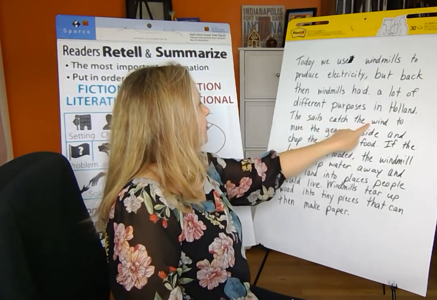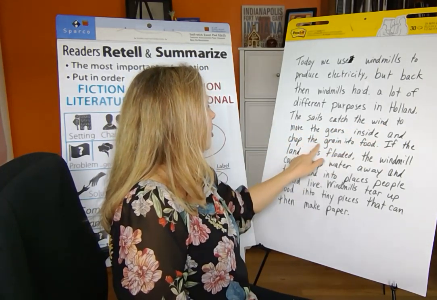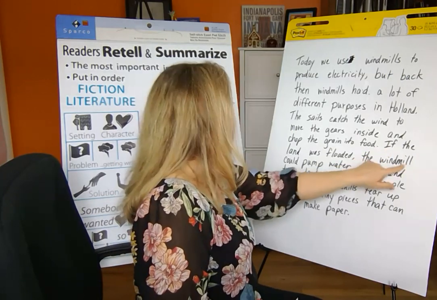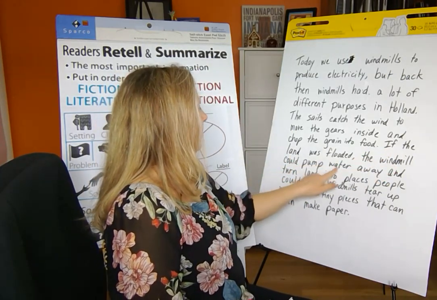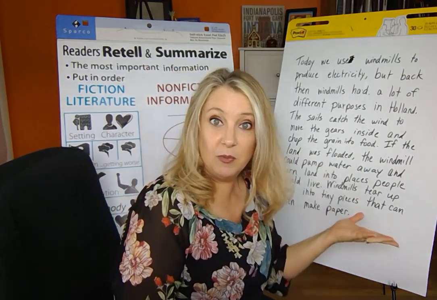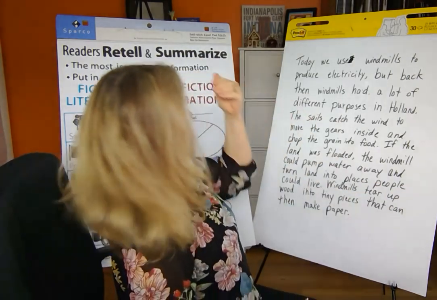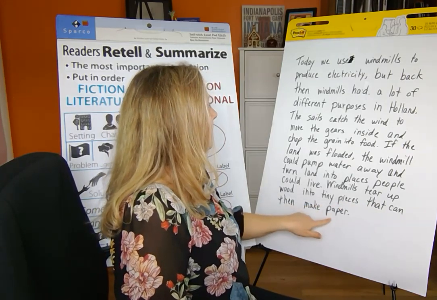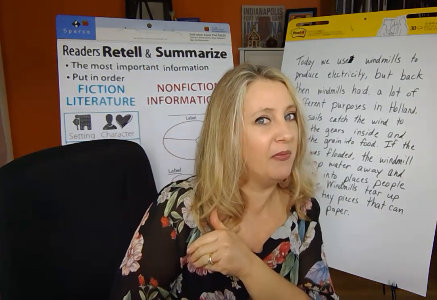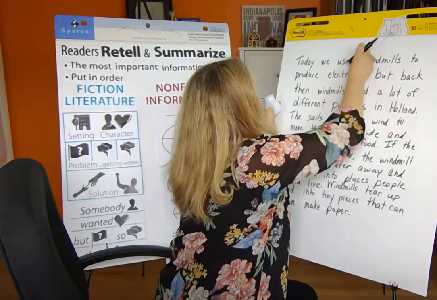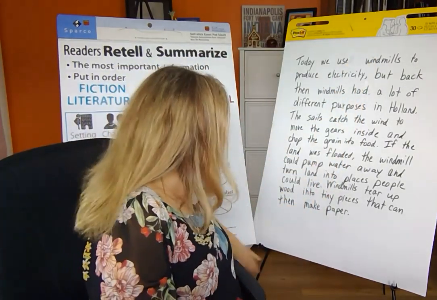The sails catch the wind to move the gears inside and chop the grain into food. Did we hear about that in the passage? Yep, check it off. If the land was flooded, the windmill could pump water away and turn land into places people could live. Did we read about that in the passage? Yep, check it off. Windmills tear up wood into tiny pieces that can then make paper. Did we read about that in the passage? Yep, check it off. And now it all makes sense, doesn't it? It all makes sense. So that is an example of a summary.